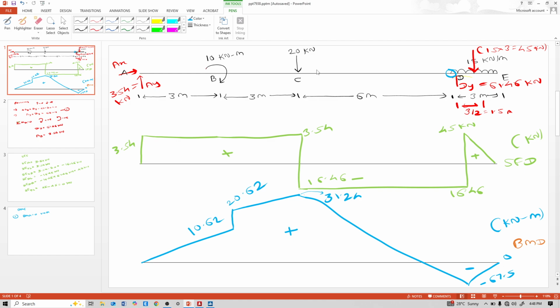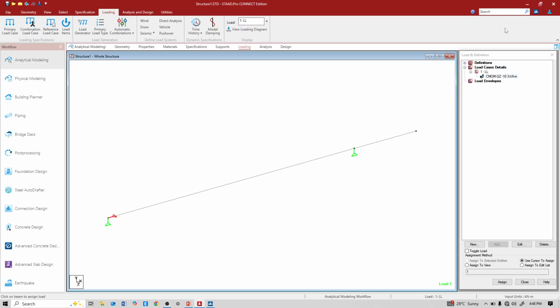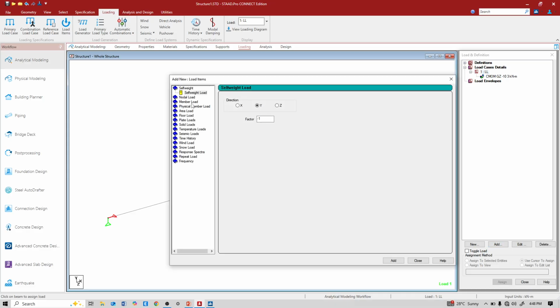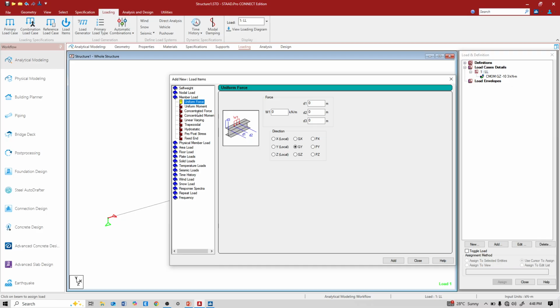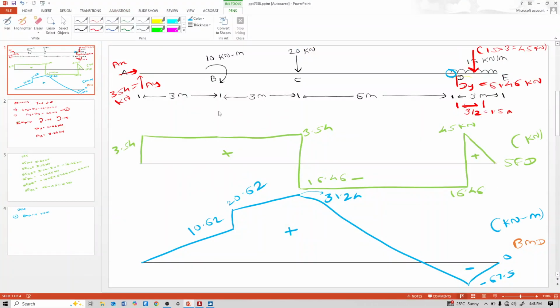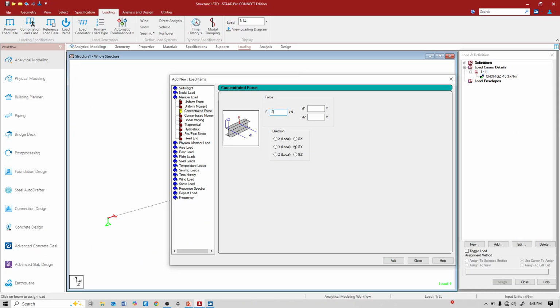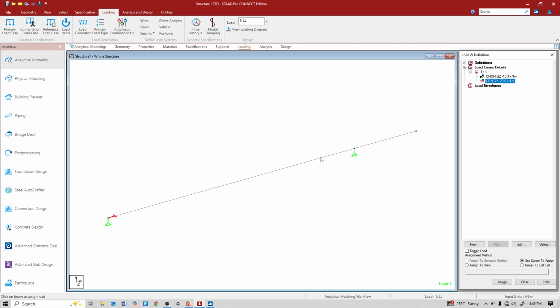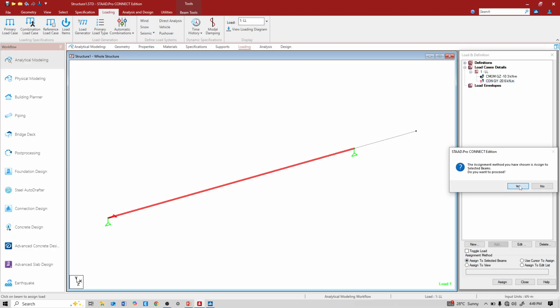Now next force is 20 kilonewton at 6 meter from there. Again click live load, add, go to member load, concentrated force of 20 kilonewton, 20 downward, that means minus 20, and D1 is 6 meter. Assign to selected beams, assign, yes, okay.